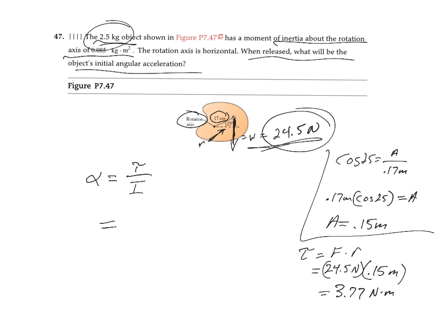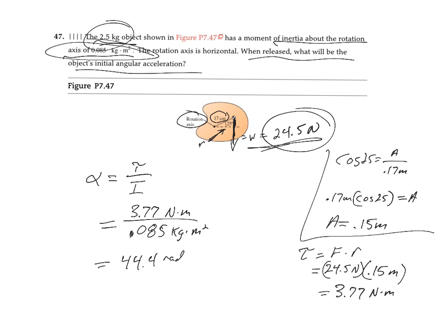So I'm going to come over here. My torque is 3.77 newton meters. And moment of inertia was given of 0.085 kg times m squared. Throw that in your calculator, and you are going to get 44.4 radians per second squared, because I was looking for angular acceleration. And since it's going clockwise, that has to be negative.